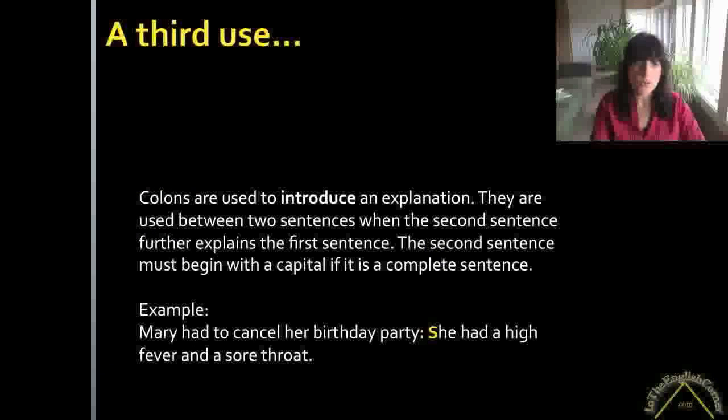A third use of colons is to introduce an explanation. Colons are used between two sentences when the second sentence further explains the first one. The second sentence must begin with a capital if it is a complete sentence. Example: Mary had to cancel her birthday party, colon, and your next idea begins with a capital because it's a complete thought. She had a high fever and a sore throat.